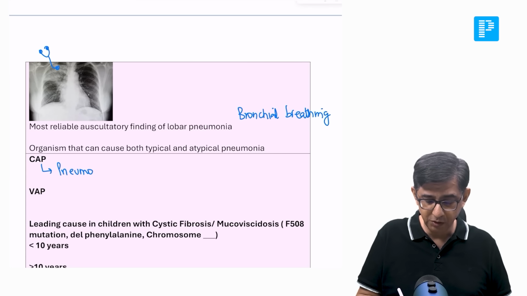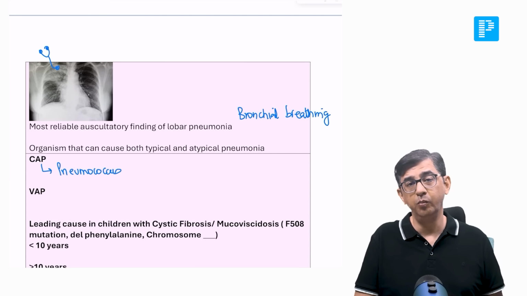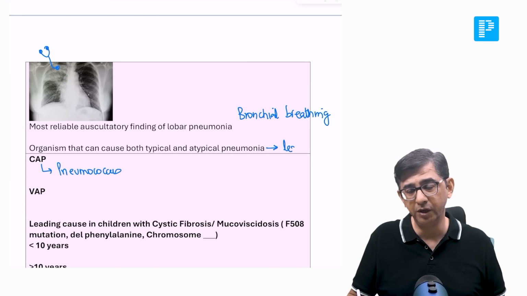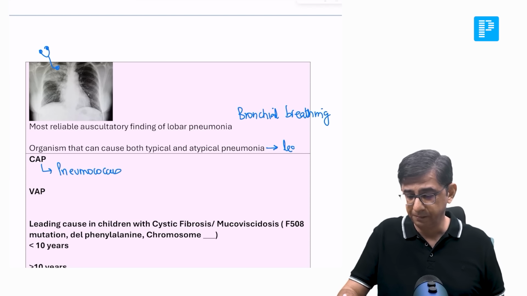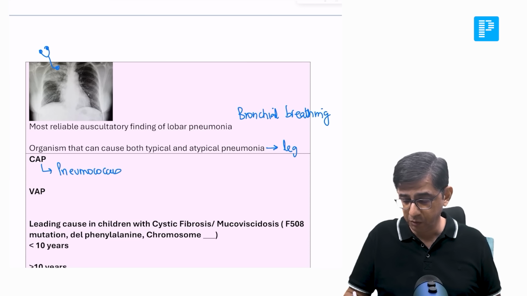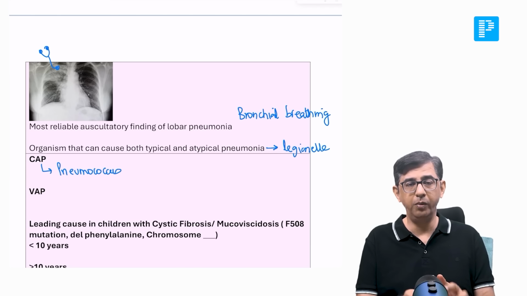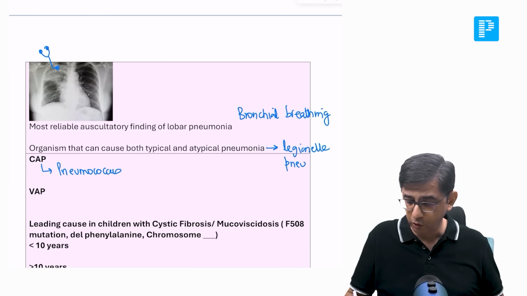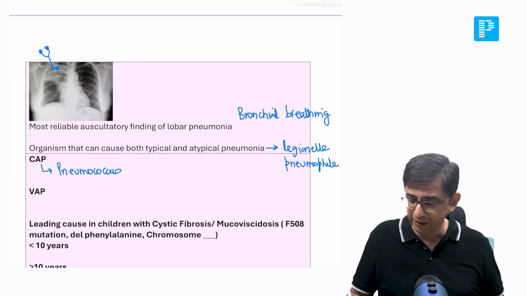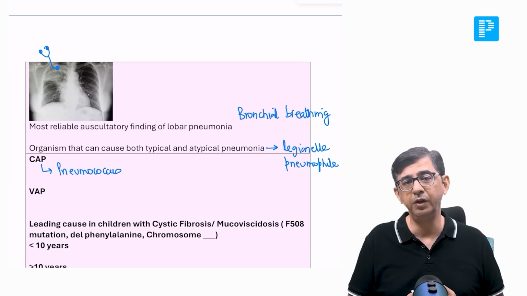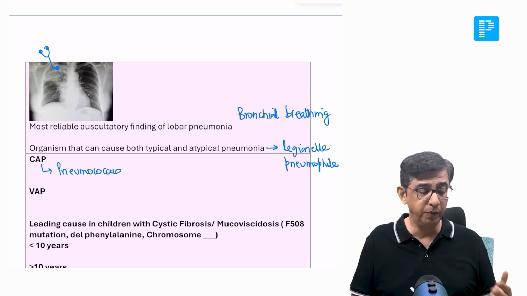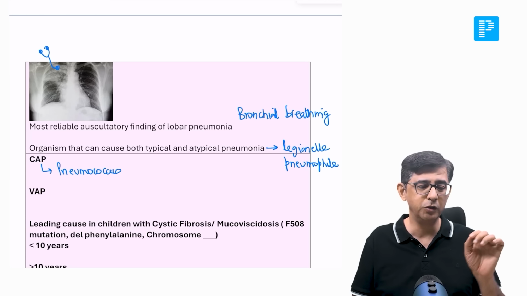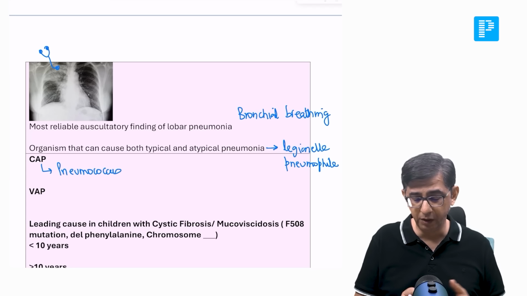Overall, the most common cause of community acquired pneumonia is pneumococcus, but if he specifically asks which organism can cause both typical and atypical pneumonia, obviously not in a single patient, this organism can contribute not only to lobar pneumonia, but also to bilateral infiltrates. Legionella pneumophila, responsible for Legionnaire's disease, is a peculiar organism that can cause either manifestation. It can cause a multi-lobar pneumonia, a lobar pneumonia, or only small bilateral infiltrates. So it can be both typical and atypical.